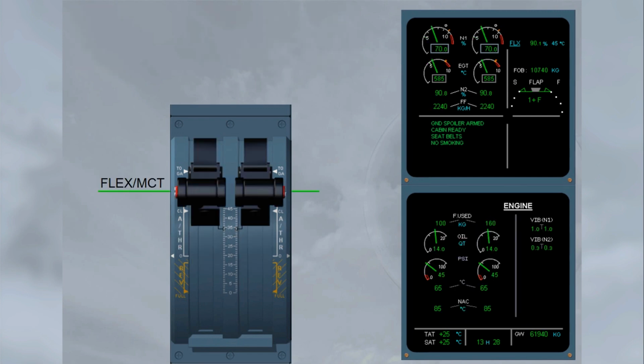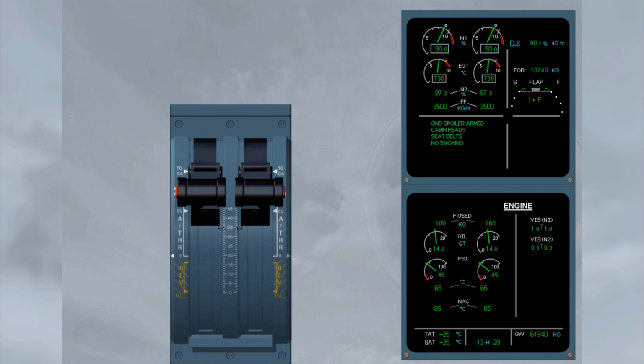When you reach the flex detent, the pilot non-flying checks that the indicated N1 is the same as the N1 limit. The FADEC will maintain takeoff thrust and monitor for overspeed and temperature during takeoff. Note, toga thrust is always available by moving the thrust levers to the toga detent.